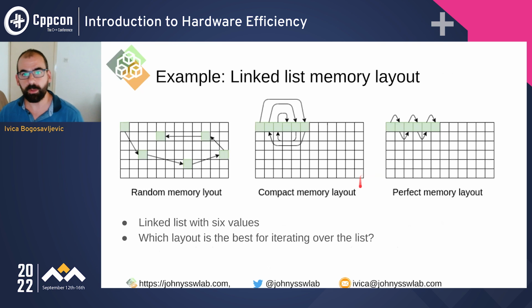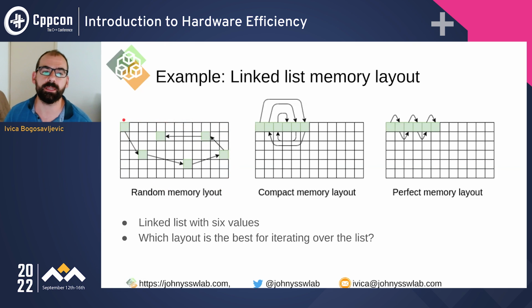Okay, moving on. The next example is called linked list memory layout. So we have a linked list with 6 values, and these green squares are actually linked list nodes. The question is, this is the physical memory here, and these are 3 layouts.